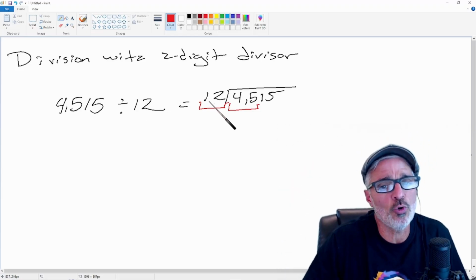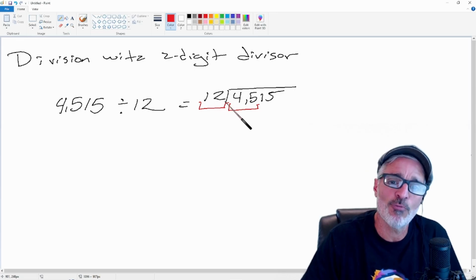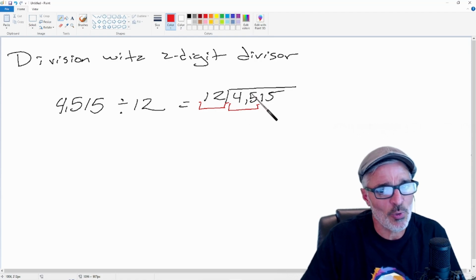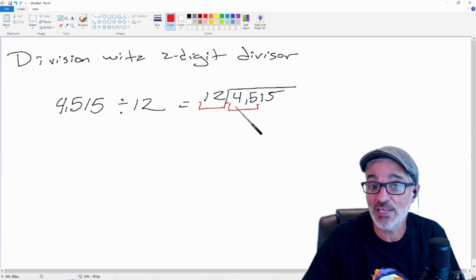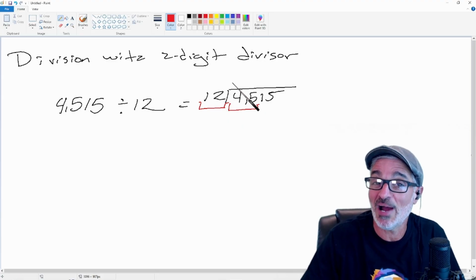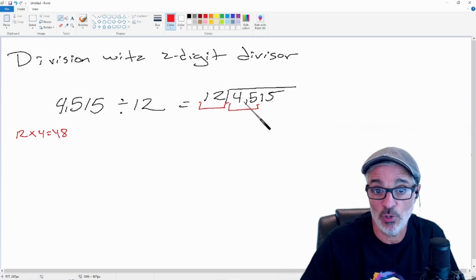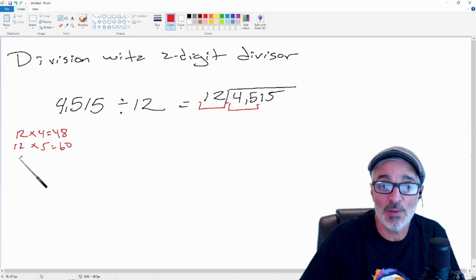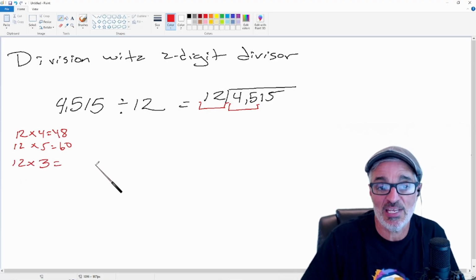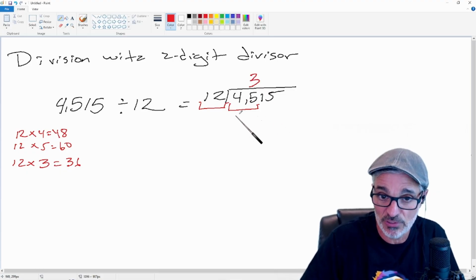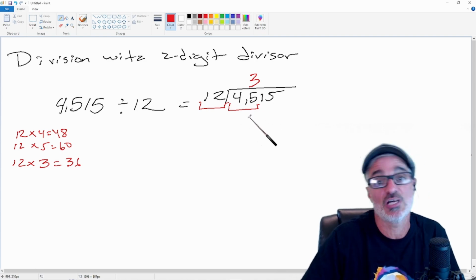So 12 times 4 is 48, but 12 times 5 is already 60. So it cannot be higher than 45. I'm gonna have to use 12 times 3, because 12 times 4 is 48, which is already over, and 12 times 5 is 60, way over. So 12 times 3 is 36. I'm going to put that 3 over here, on top of the 5, because I put the 4 and the 5 together.